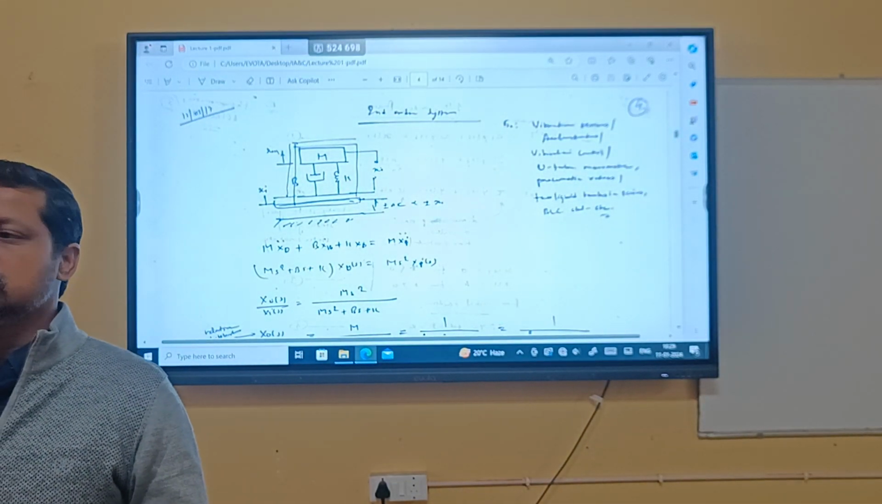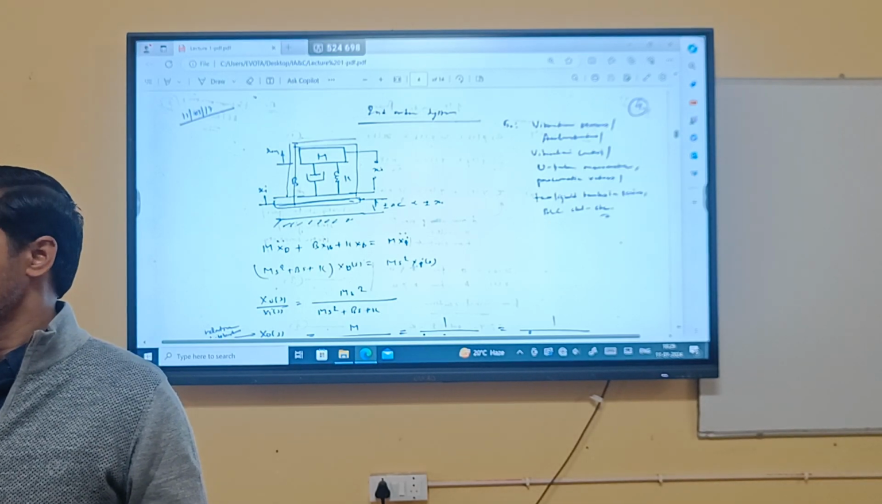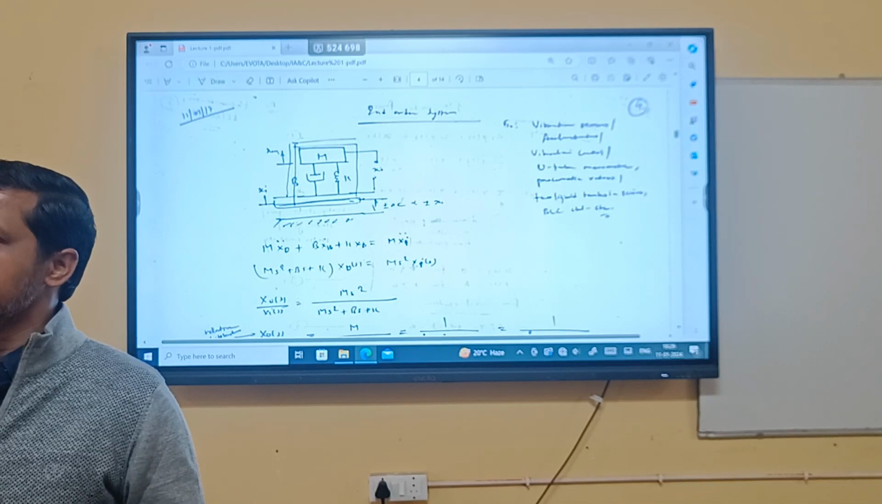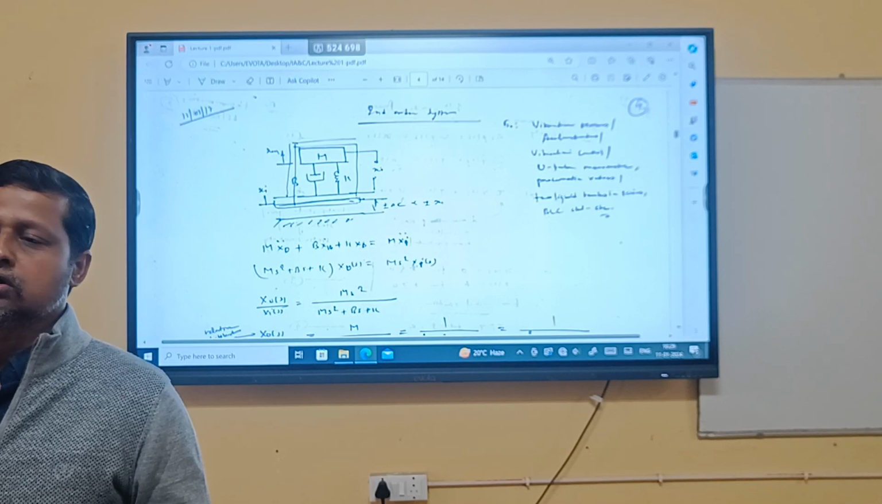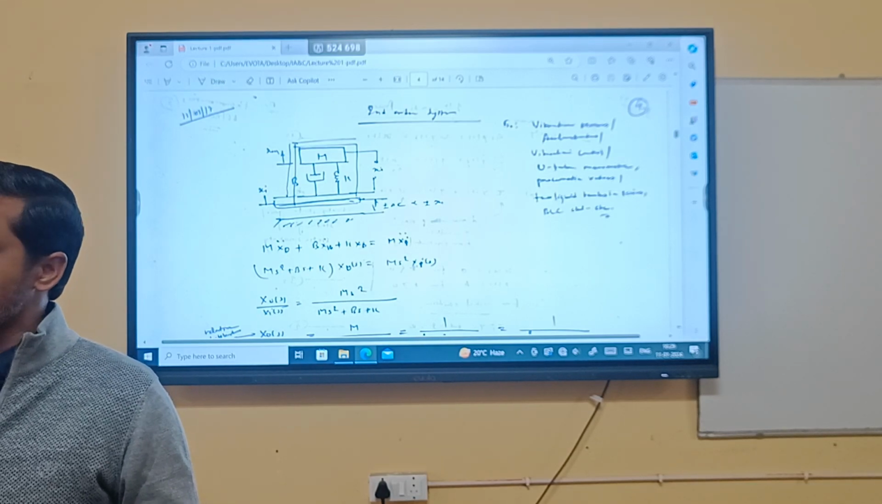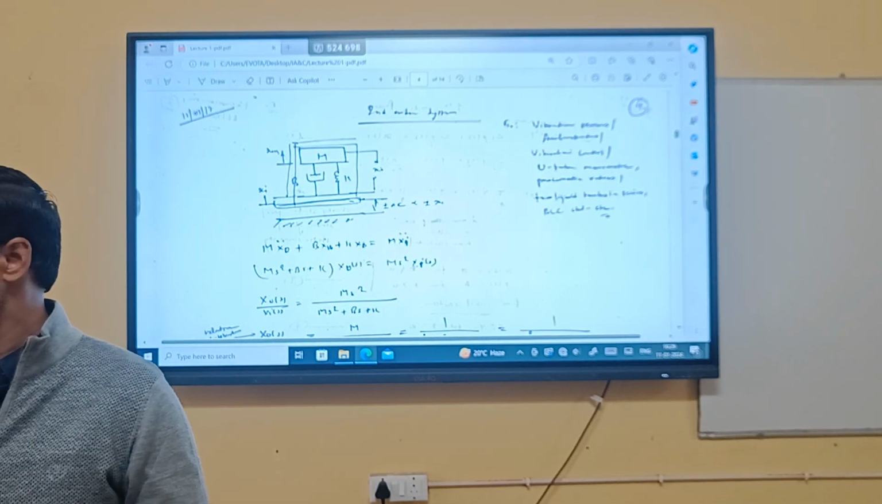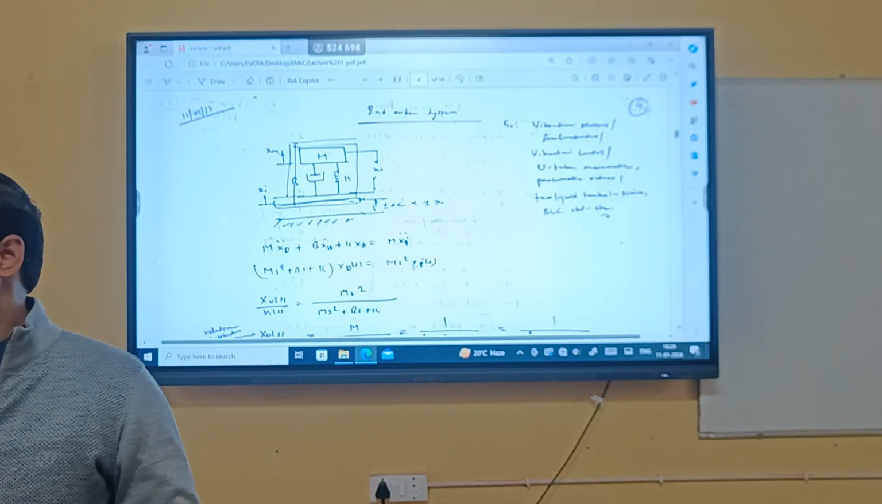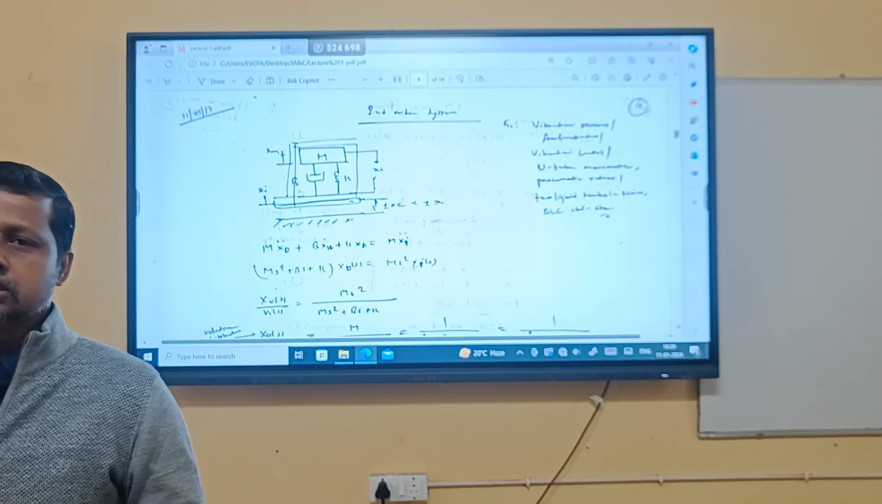Because in undamped there is no damping, right? So undamped means your sigma, that means your attenuation or your resistive component, is already 0. So if it is 0, that means if something is operating at 1 megahertz, it will keep on operating at 1 megahertz until it is de-energized. Correct now? Okay.